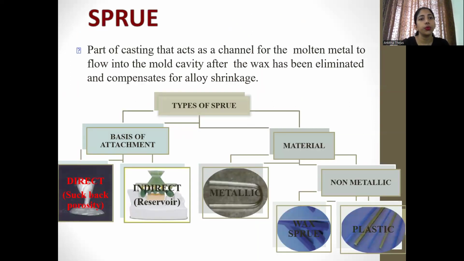Next, we move on to sprue. What is a sprue? Sprue is the part of the casting that acts as a channel for molten metal to flow into the mold cavity after the wax has been eliminated, and it compensates for alloy shrinkage. So a sprue is nothing but a channel through which the molten metal can flow into the mold cavity after the wax has been eliminated.